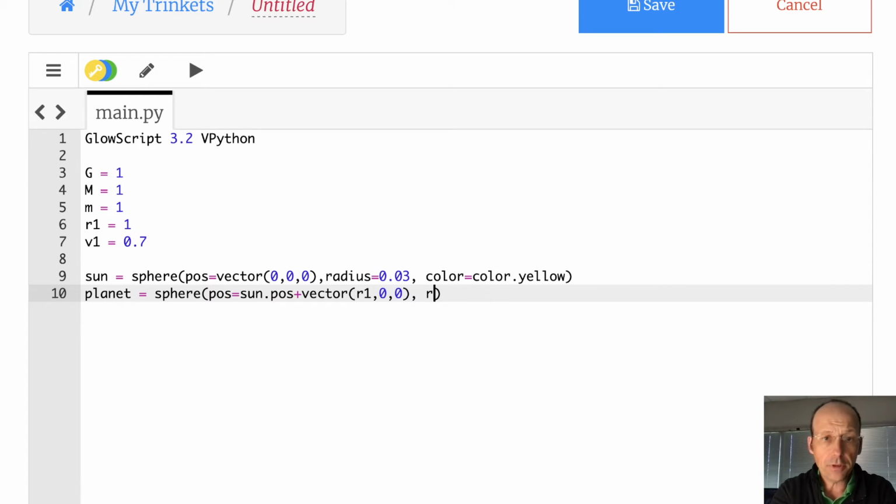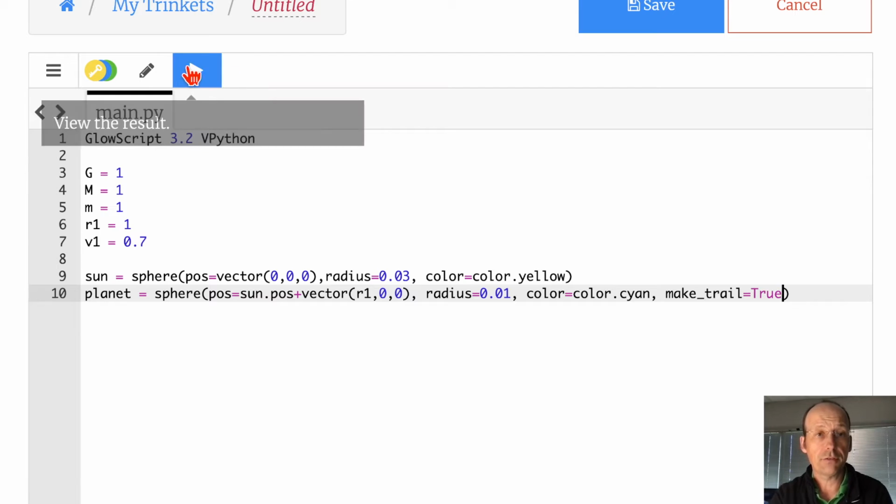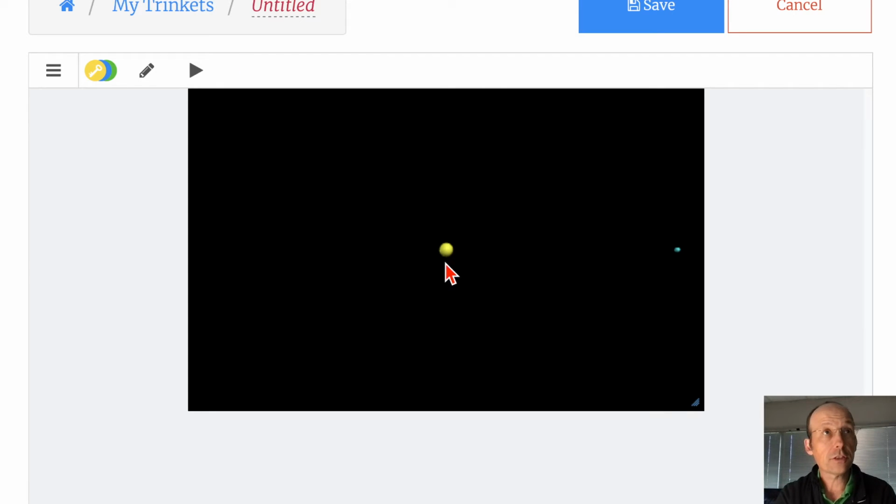I'm going to make it a little bit smaller. Radius equals 0.01. I'm going to give it color cyan, color dot cyan, that shows up well with a black background. And I'm going to do this, make trail equals true. Now let's run this. So that's my star, the sun, and that's a planet right there. You can see it right there.